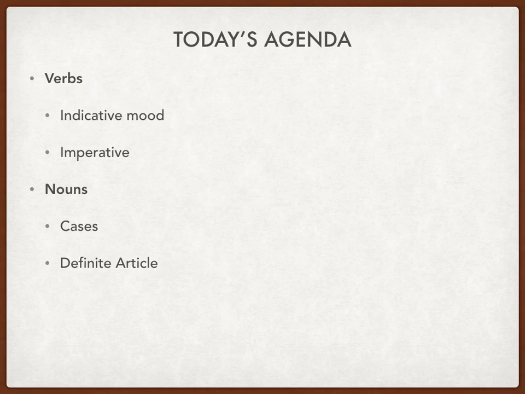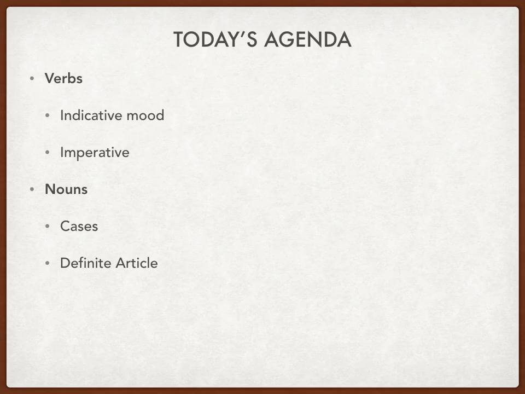So today we're going to be focusing on the very basic building blocks of verbs and nouns in ancient Greek. And within those categories, we're going to talk about a couple specific groups. Under verbs, we're going to deal with the indicative mood, one of a couple moods that we see in Greek. We'll talk about what moods mean. And we'll also learn the imperative, how to give commands in ancient Greek.